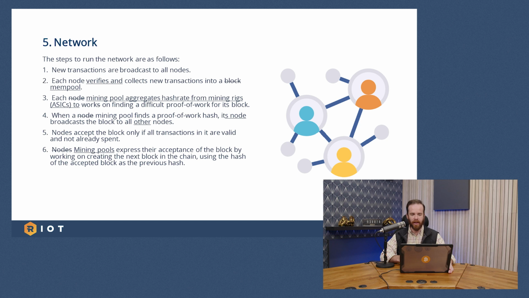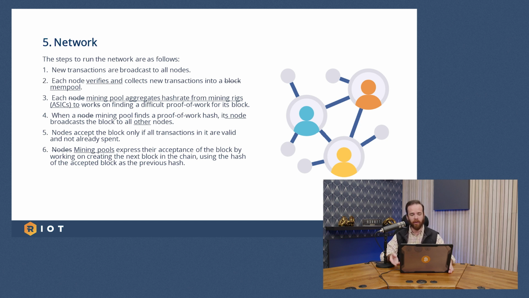So number 3, each mining pool aggregates hash rate from mining rigs, ASICs, to work on finding a difficult proof of work for its block, right? It's searching for that nonce that we described in last week's episode. When a mining pool finds a proof of work hash, its node broadcasts that winning block to all the other nodes. And then the other nodes accept the block only if all the transactions in it are valid and not already spent. Lastly, the mining pools express their acceptance of the block by working on creating the next block in the chain using the hash of the accepted block as the previous hash.